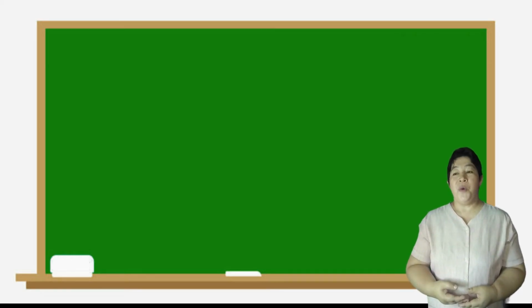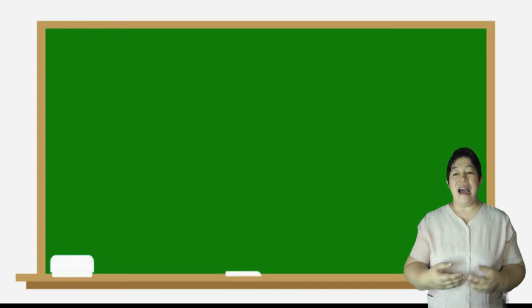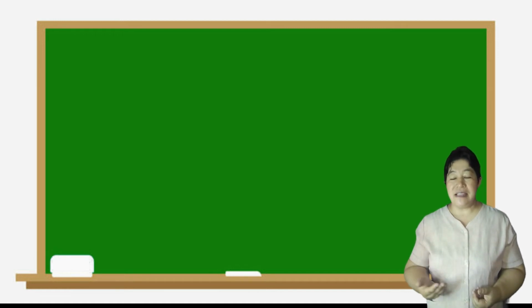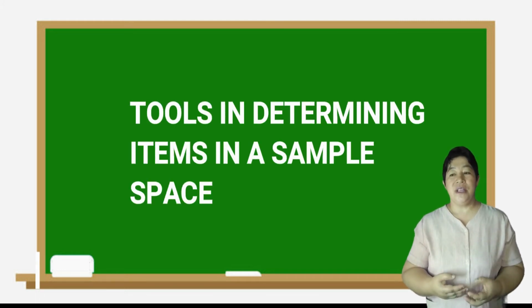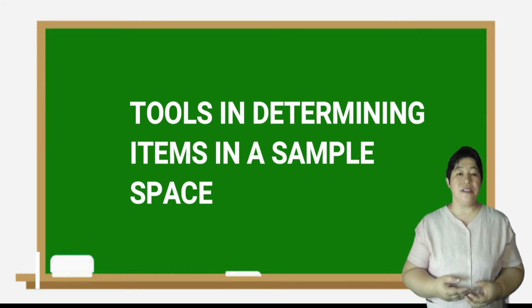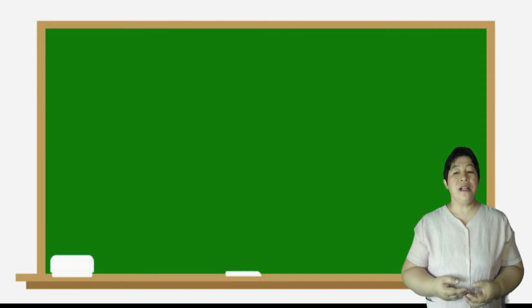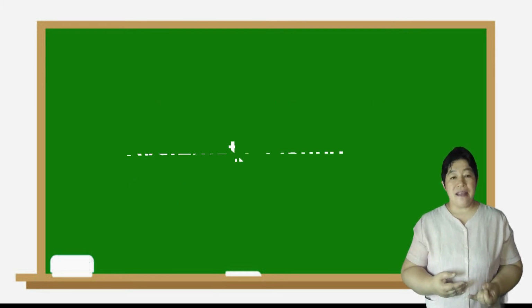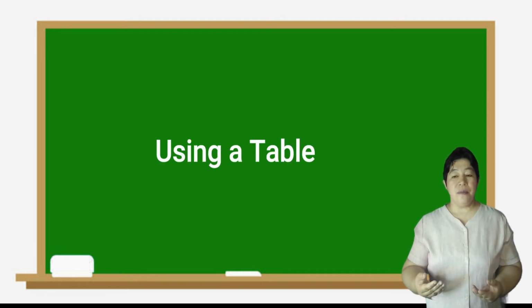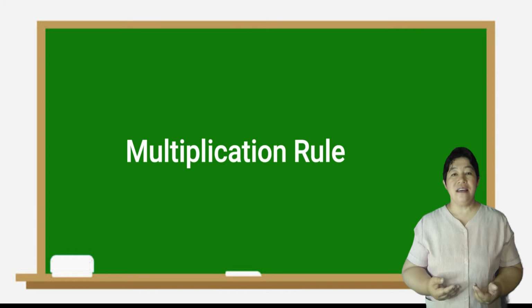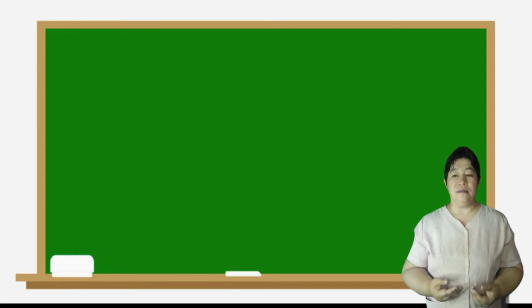Now that you know what an experiment, an outcome, a sample space, and an event is, let us proceed to the tools that we can use to determine the items that you need to include in the sample space of a given experiment. We will consider systematic listing, tree diagramming, using a table, and using the multiplication rule.